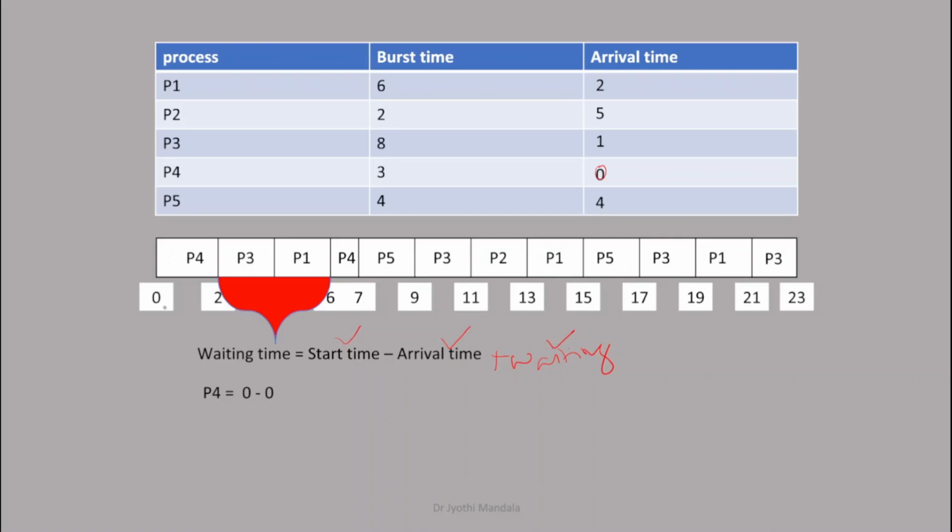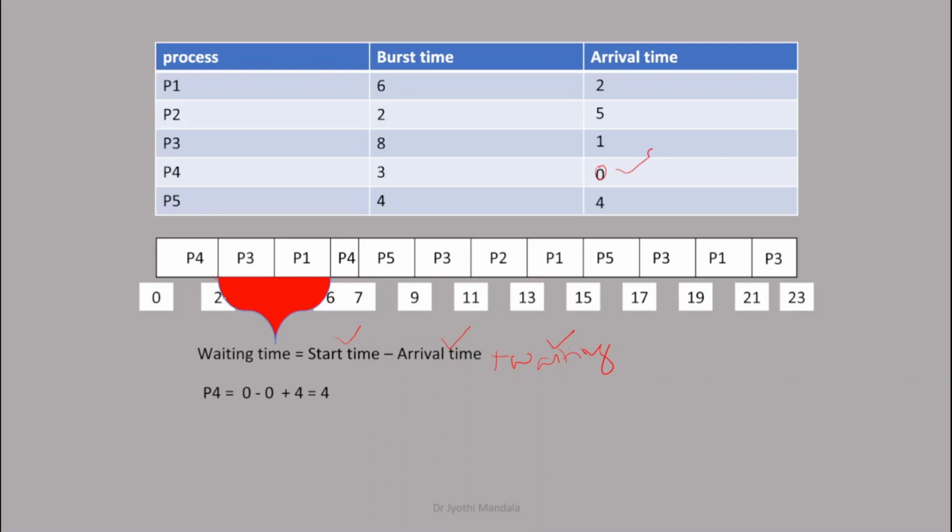So for P4 you can say 0 is the start time and the arrival time is 0. But if you see from this time to this time, whichever is highlighted with red, P4 is waiting in the ready queue to get its chance again. So this time has to be added. What is that time?